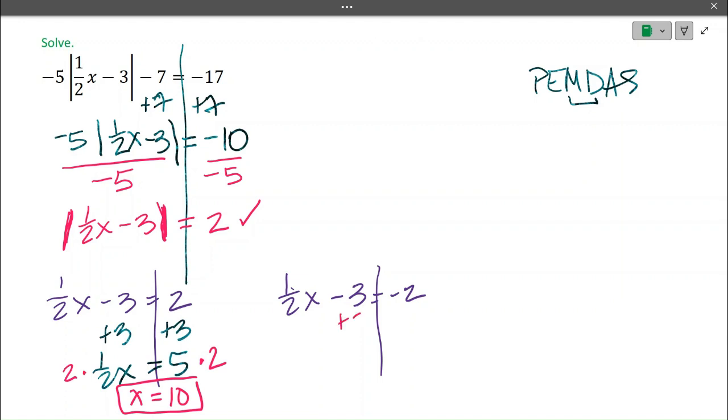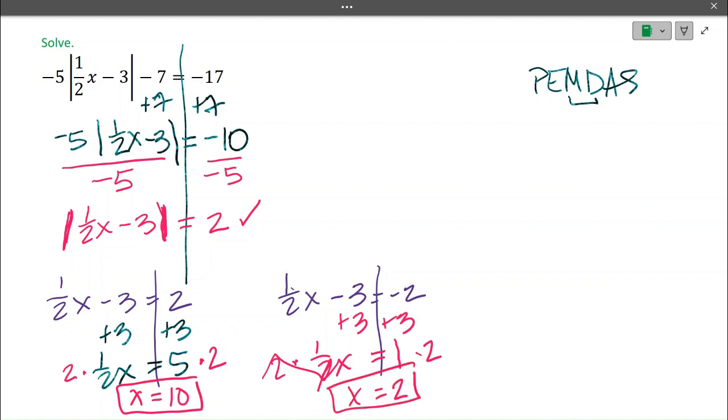I'm going to add 3 on this side. And when I do that, I get half of x equals positive 1. Okay, I'm going to multiply by 2 on both sides because half times 2 is 1. So 1x, or just x, equals 2. And these are my two solutions. I should double check by plugging these in that this is correct. I already showed you how to do that in the first problem, so you can go back and look at that. I already checked my answers, so these are correct.